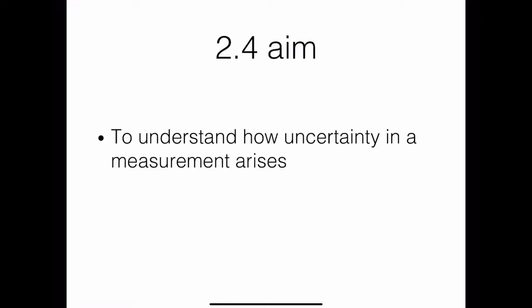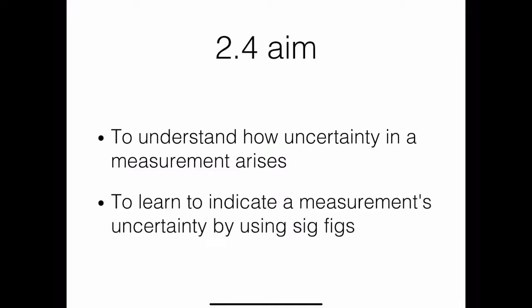For 2.4, our aim is to understand how uncertainty in a measurement arises. Anytime we take a measurement, we're not absolutely certain what that measurement is. So there is a little bit of estimating involved, and that's what we need to look at here: how we get that little bit of uncertainty when we're taking a measurement.